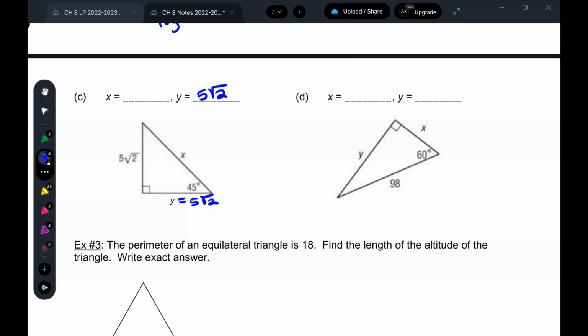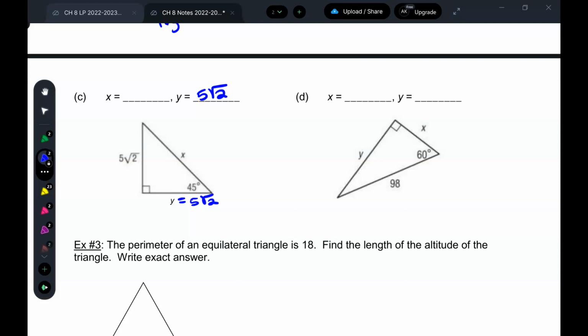Here's how I try to remember: 45, 45, 90 has 2 sides that are the same, so that's the one that you multiply by root 2. 45, 45, 90, 2 sides the same, root 2. 30, 60, 90, I just remember 30 is what we start with, so root 3.